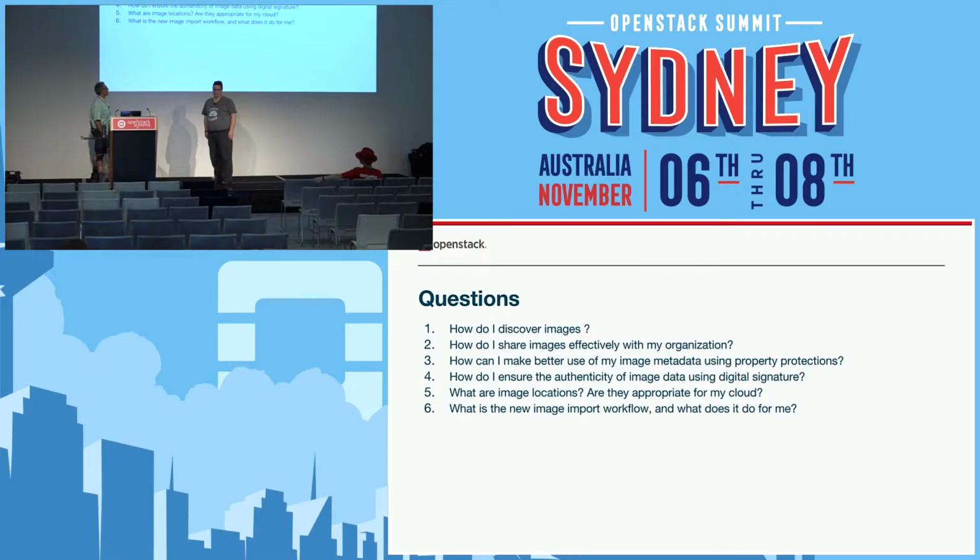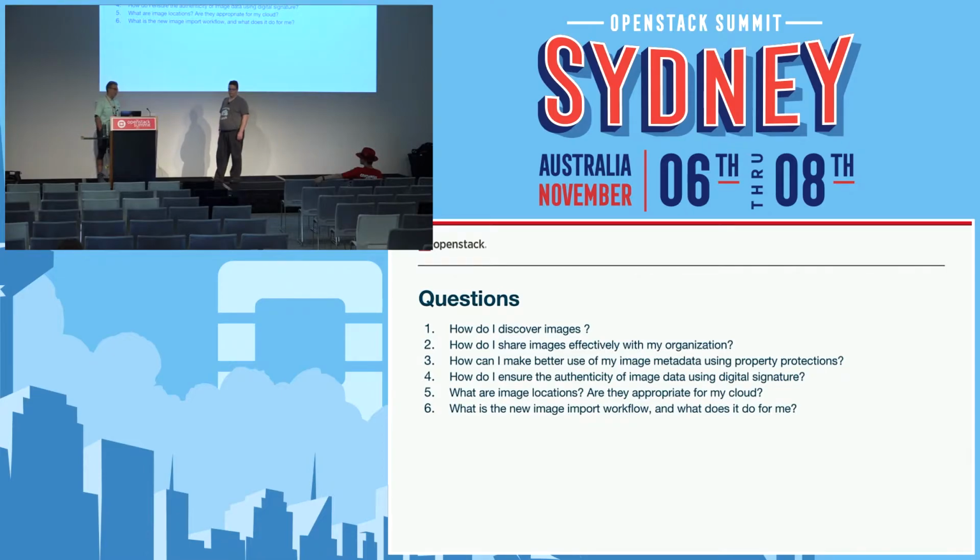Okay, so these are the things that we sort of identified that would be useful for people to know about when they're running Glance. So one thing is just discovering images so that you can find the ones you want to use. Another one is how do you share images effectively with other people in your organization. There's also the ability to put custom image properties or metadata on images. These can be protected with a feature called property protections. So I want to talk about that a bit because I don't know that that's utilized as much as it could be. Then I want to talk about the digital signature validation that's available in Glance.